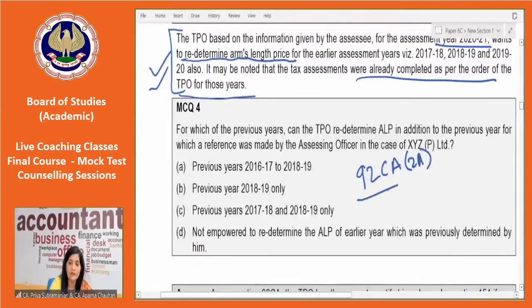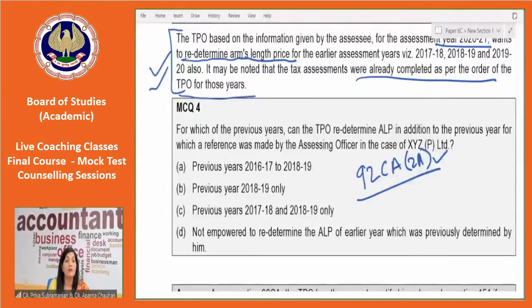The answer is no, because Section 92CA, subsection 2A, gives some extra power to the TPO to determine the ALP of other international transactions as well, which are subsequently identified by him during the course of the proceedings. So whatever transactions are referred by the AO, he can also determine the ALP of other international transactions as well. Further, the power is also given to him to rectify his order in line with the provision contained in section 154. So 154 says the mistakes apparent from record can be rectified by the TPO.